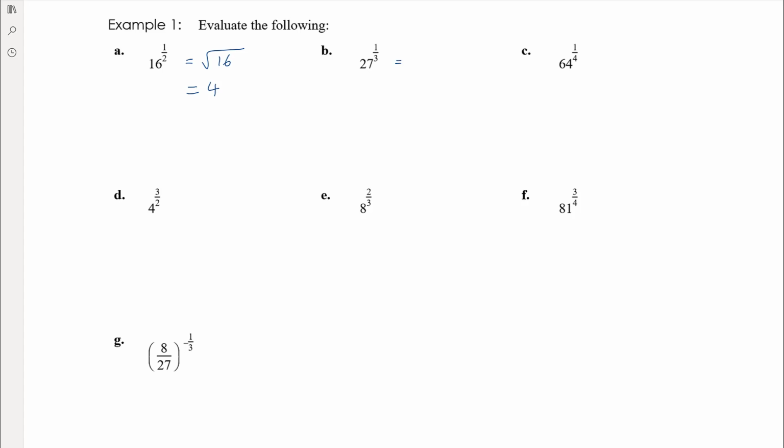27 to the 1/3, it's the cube root of 27. You really don't need to write out the step with the cube root. Understand it means cube root. Cube root of 27 is 3, because 3 cubed is 27.